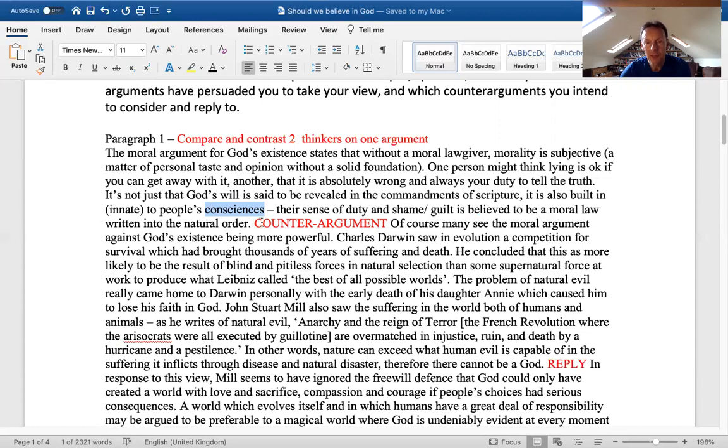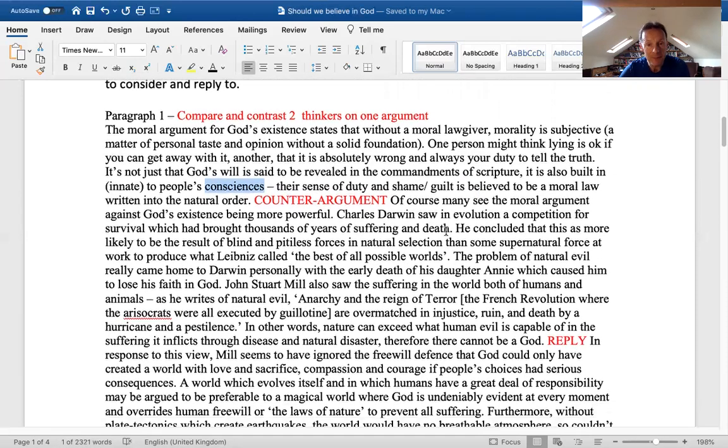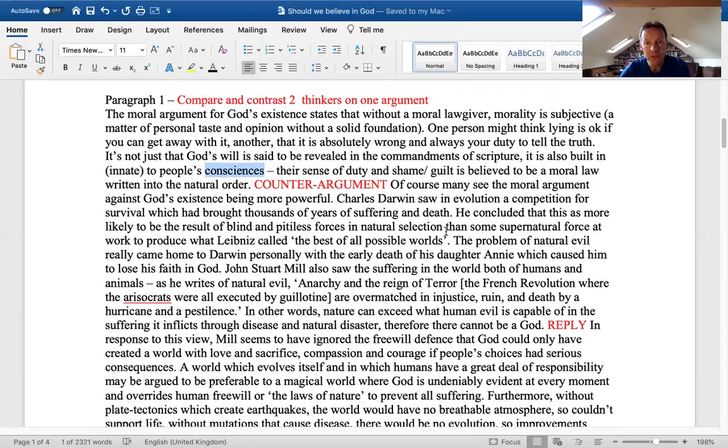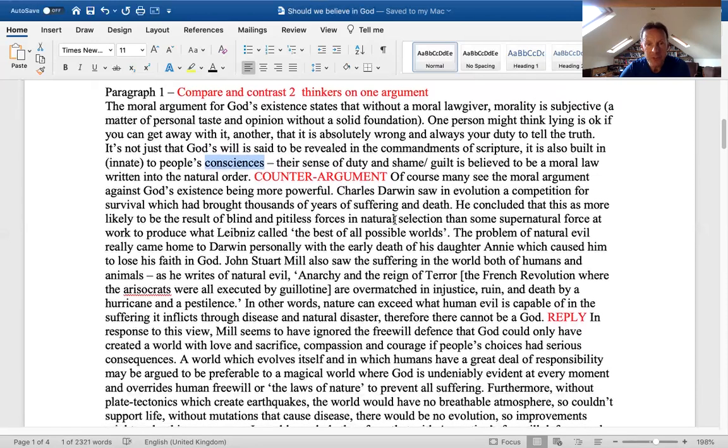Counter-argument. Of course, many see the moral argument against God's existence as being more powerful. Charles Darwin saw evolution, a competition for survival, which had brought thousands of years of suffering and death.